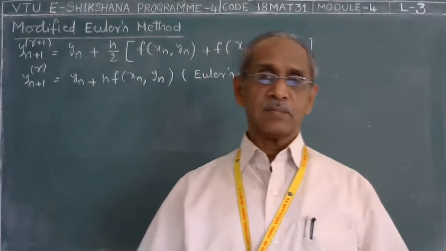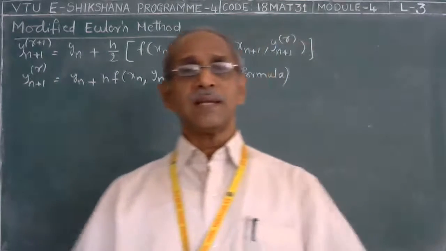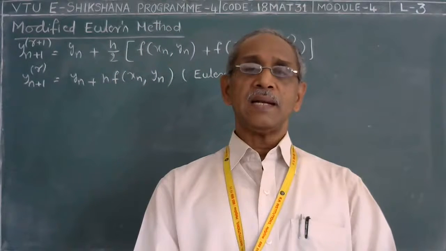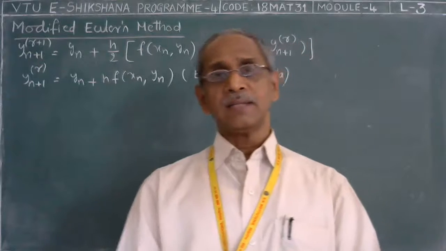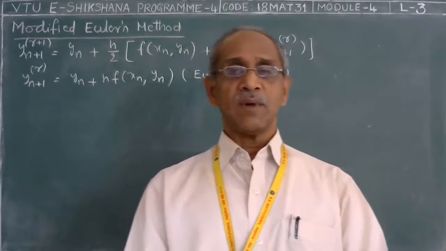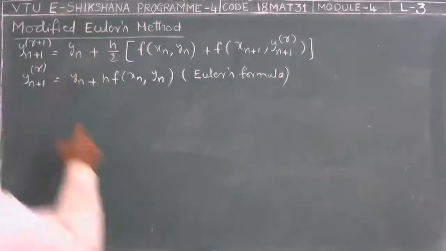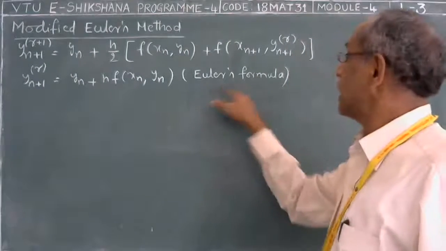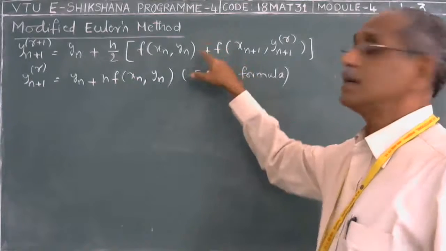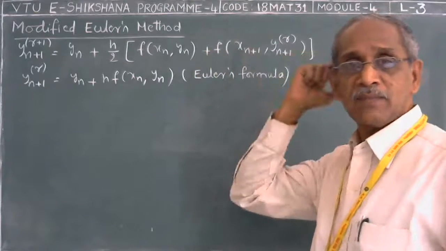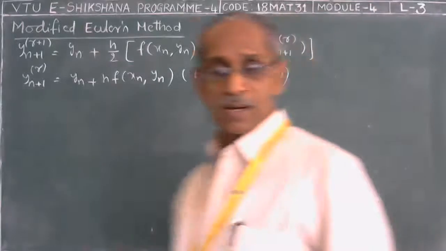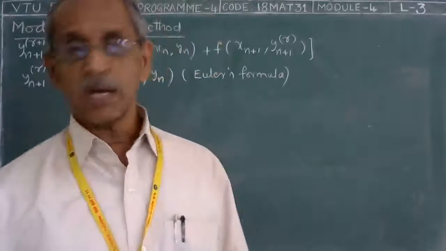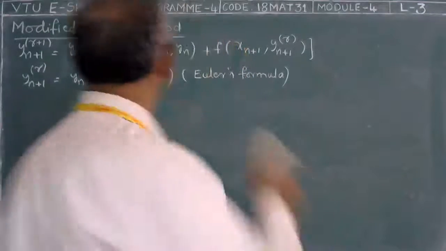So in modified Euler's method, first we predict the value of y using Euler's method and improve or correct this value using the iteration formula, that is given by this formula. So we predict the value of y using Euler's formula and then correct it using the iteration formula. These two put together is our Euler's modified method. So let me consider examples on modified Euler's method.